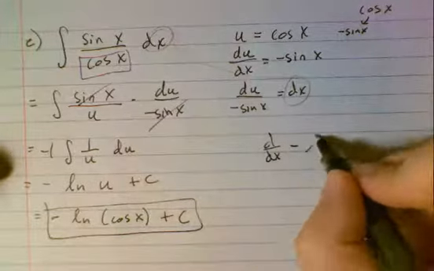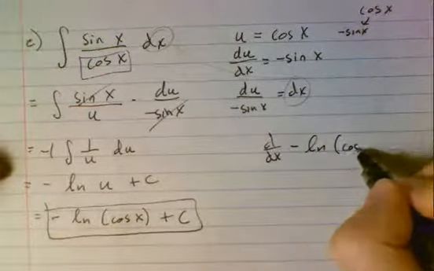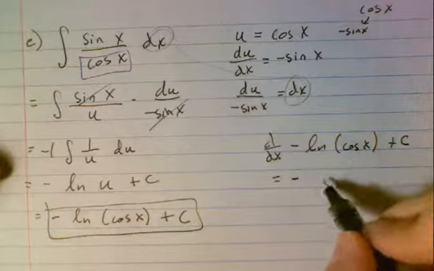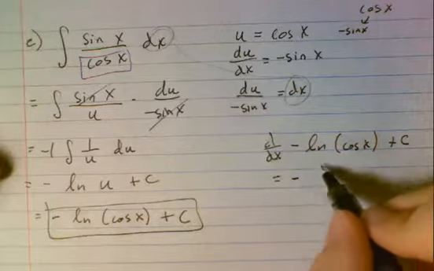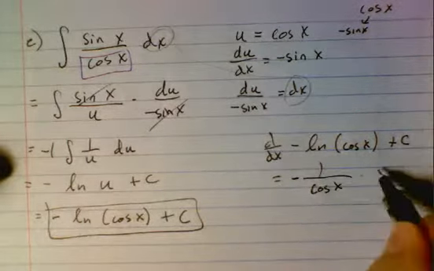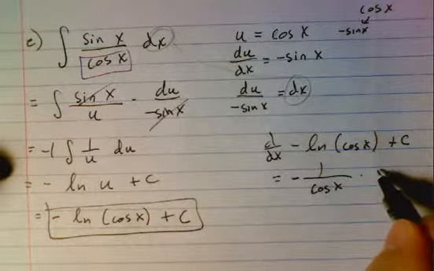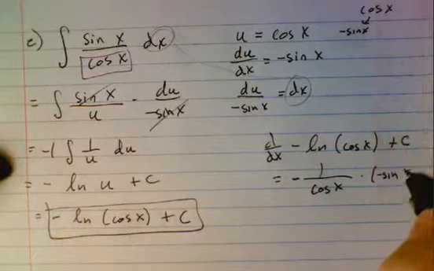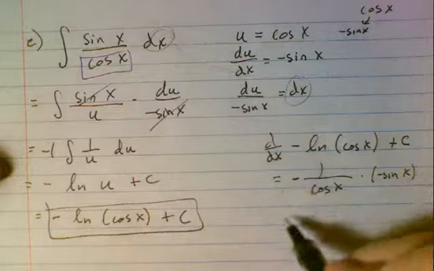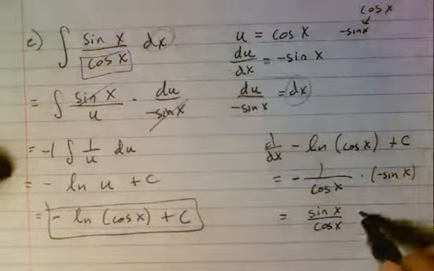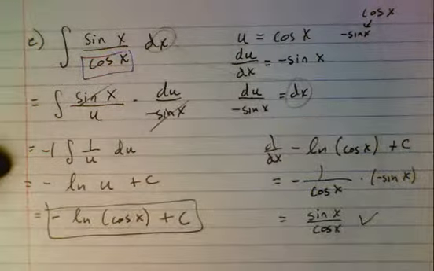When we check our work, that negative's along for the ride. The derivative of natural log is 1 over whatever's in the box times the derivative of what's in the box. So the derivative of cosine is negative sine of x. Negative times negative is a positive. We have sine of x over cosine of x, which is what we started off with.